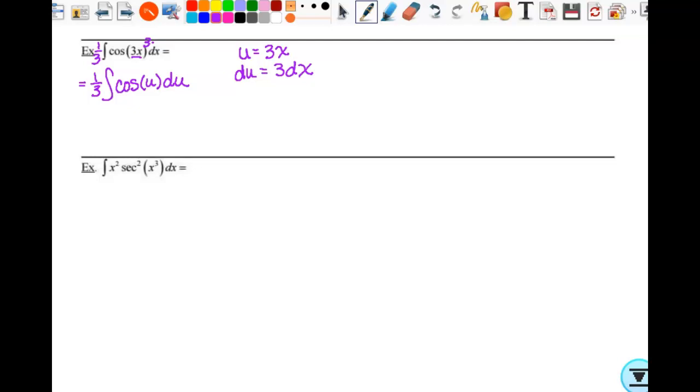So now I've gotten rid of all of my x's. That's the first thing that we had, our first rule. And then the second one has to be one of the 9. Well, this is a trig one. What do we take the derivative of to get cosine? Sine. So this is going to give me 1/3 sine of u plus c. Then I can substitute my u back in, and I get 1/3 sine of 3x plus c.